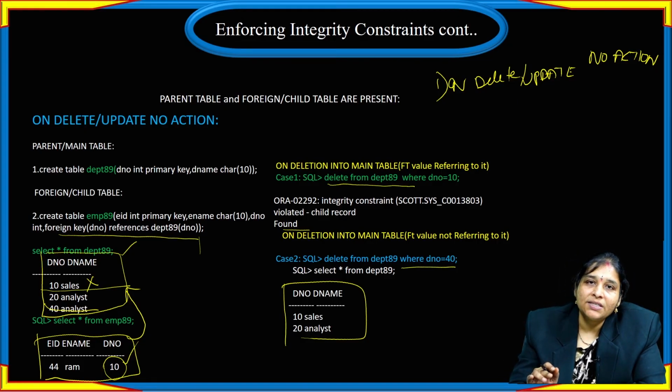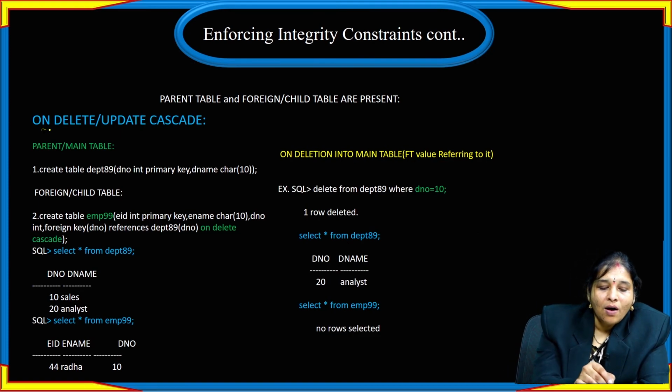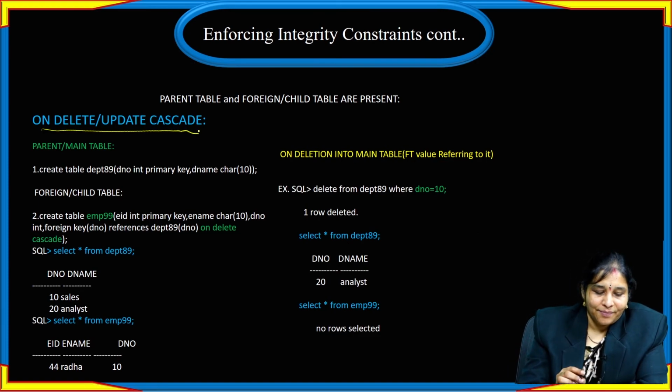What does the statement mean? Whenever any child table is referencing the main table, do not perform any actions on deletion. That means do not delete that particular record. So second, now on delete or update cascade.